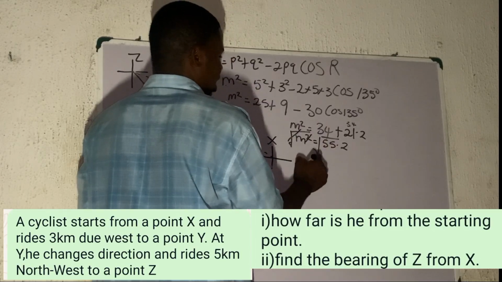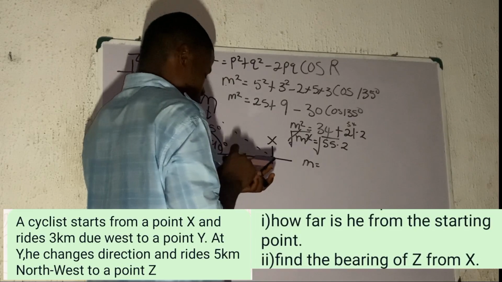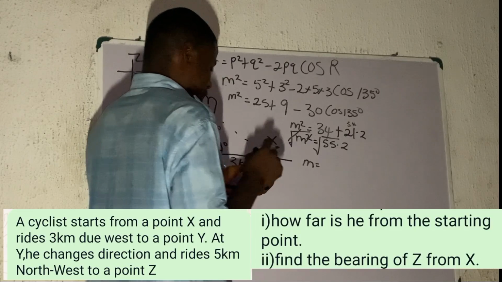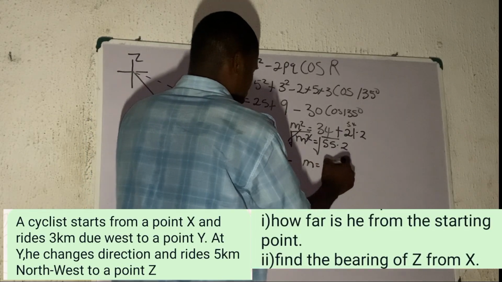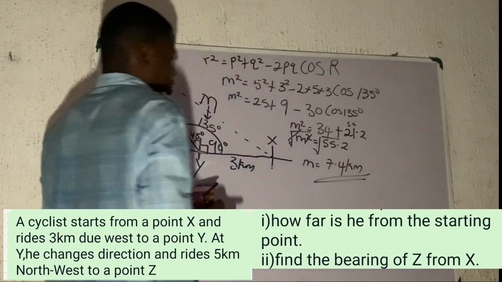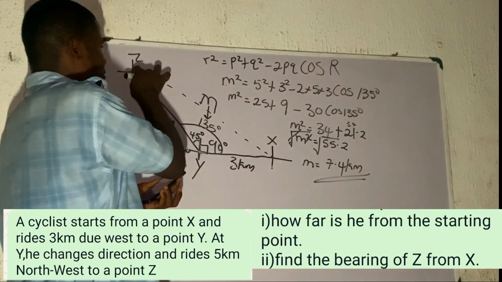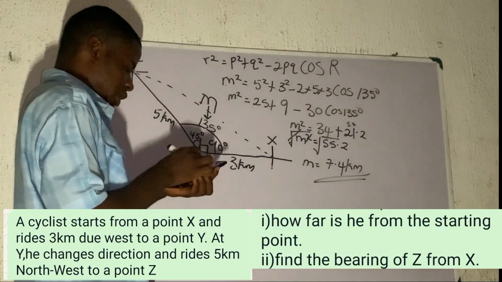These two will cancel the square root. So I have m equals the square root of 55.2. And that will give me 7.4 kilometers. And that's the answer. Do you understand? And this is the distance from here to here. Hope it makes sense. Let's check.